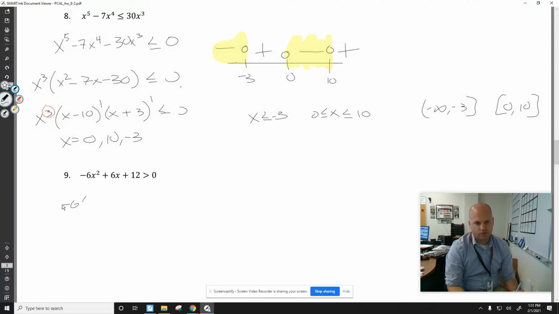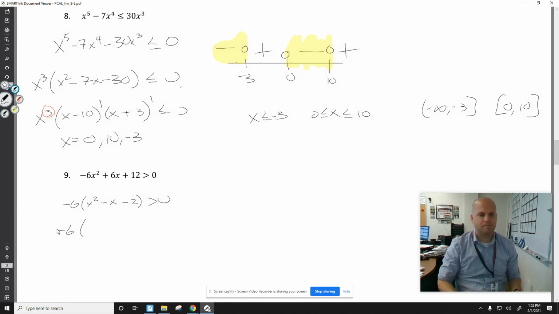Factor out a negative 6 first. Make this a positive x squared. This will be a minus x. This will be a minus 2. Negative 6, keep that. Don't divide. Dividing messes things up. Keep the negative 6 factored out. I probably should have multiplied in the previous one, but since it was a number, it worked out. It changes the inequality when you divide by the negative. I think that's the key thing.